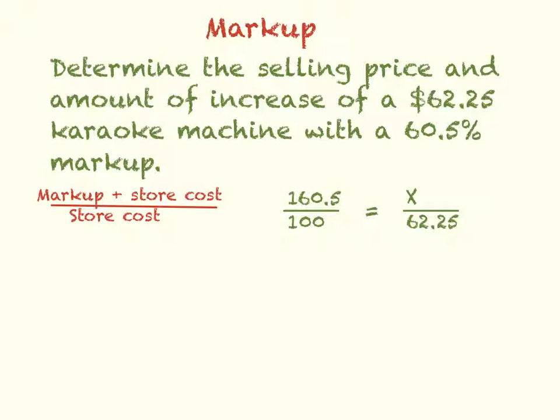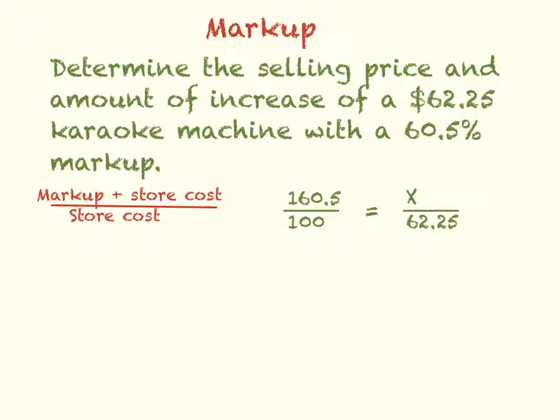Okay, let's talk about markup. Markup is what stores do so that they can make money. They buy the item from another company and then they mark it up so that they can sell it to their customers. So it says determine the selling price and amount of increase of a $62.25 karaoke machine with a 60.5% markup.